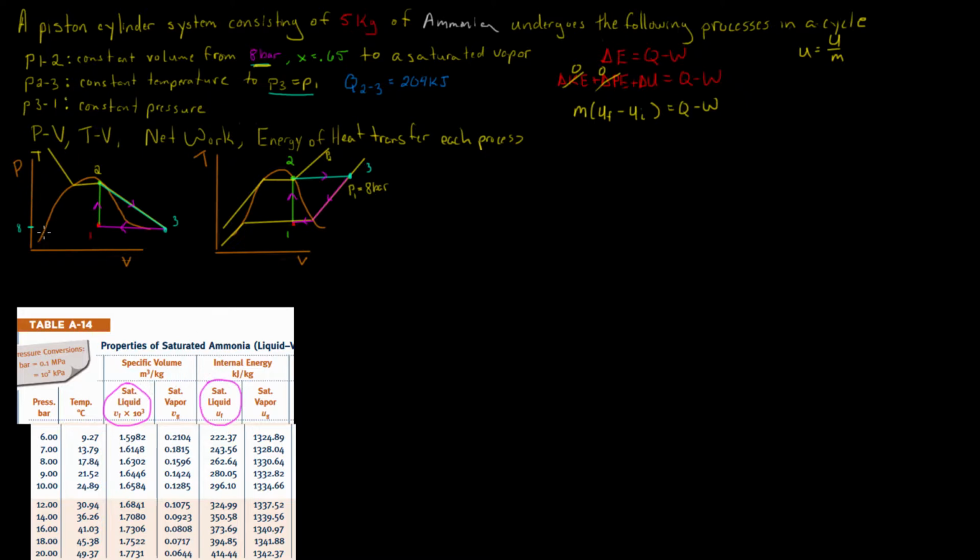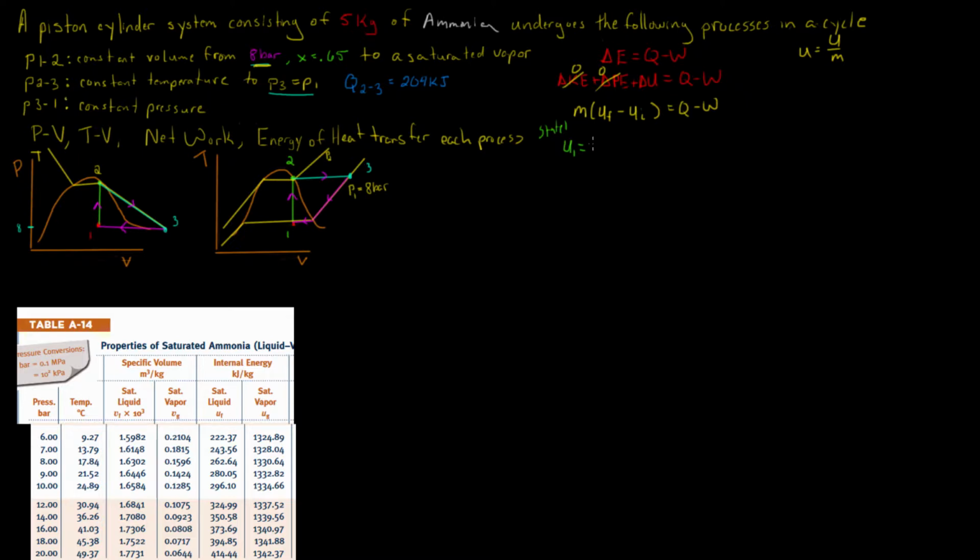So what that means is a saturated liquid is going to be something on the curve right here. A saturated vapor is going to be something on the curve right here. So at state 1, what do we have? We have a quality of 0.65. So let's figure out what U1 is equal to at state 1.